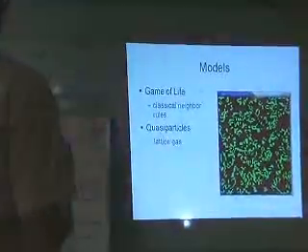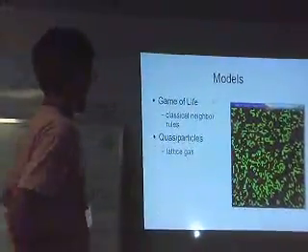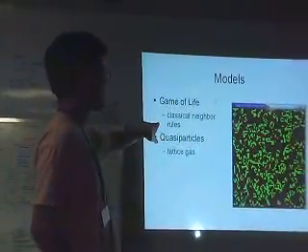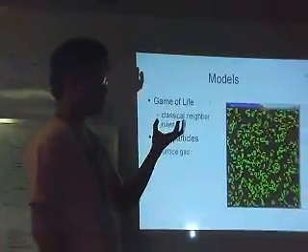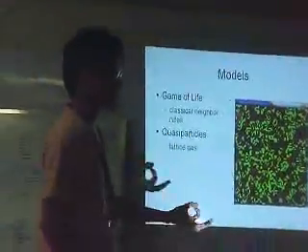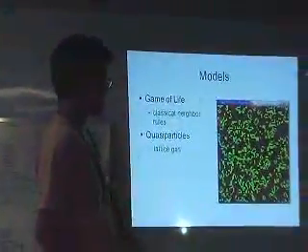So what are the examples of models? We all know the classical models like the game of life. The game of life only analyzes the number of neighbors. So if it has more than 4 neighbors, a cell dies.